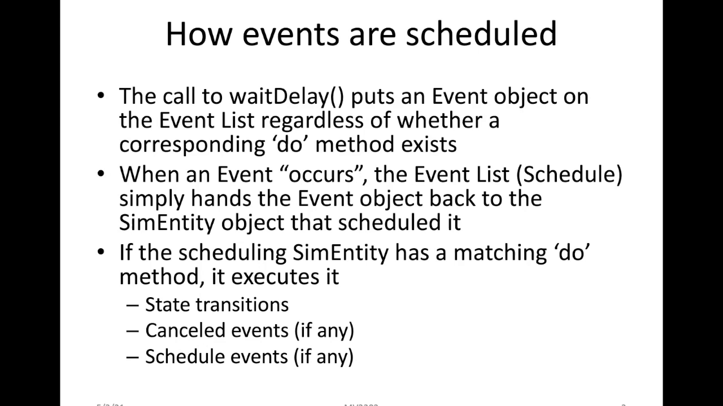So a do method need not have any of those, and it can have some or all. We've seen examples of a do method corresponding to an event that has state transitions but doesn't schedule any events. One example of that was the part complete event in the transfer line that you just did. It had a state transition, but it didn't schedule any other events.